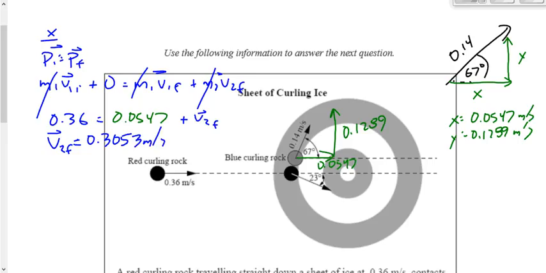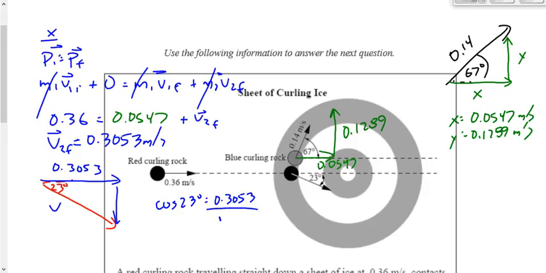And the next step, Y component, right? You do the Y component. There's a shortcut here, though. Anybody spot the shortcut? Yes? Yeah, good. We already know that this is 23 degrees. You've just found the X component to be 0.3053. All we got to do here is use some trigonometry now. Say cosine 23 degrees is equal to adjacent over the hypotenuse. Solve for V, and it works out to be 0.33.